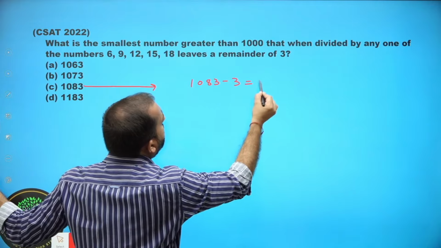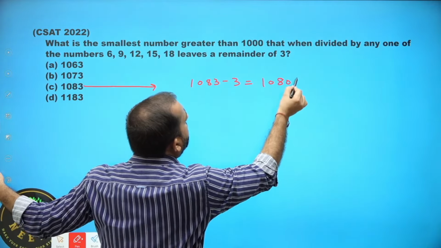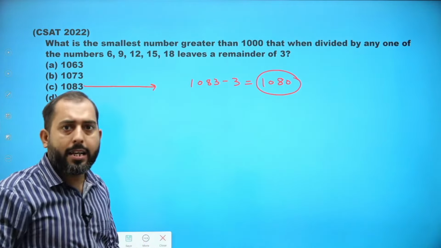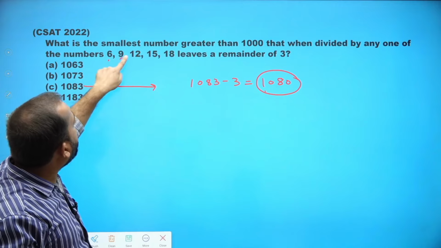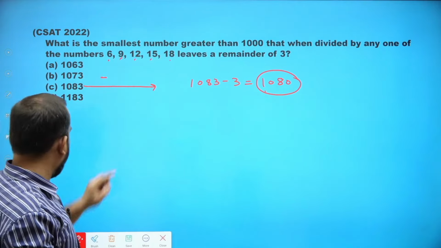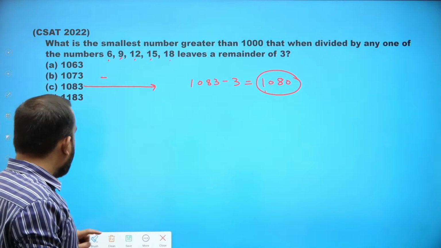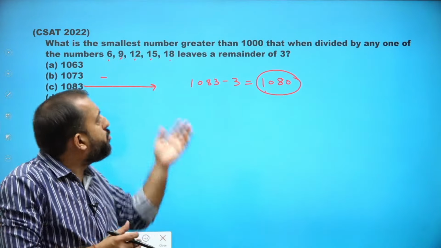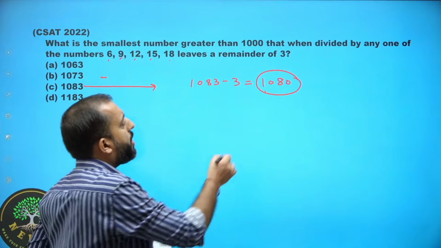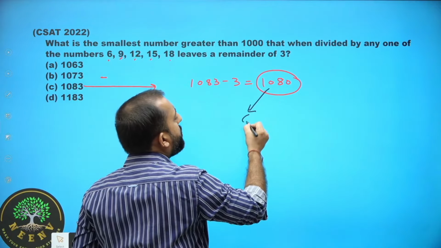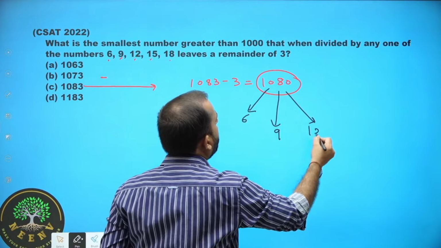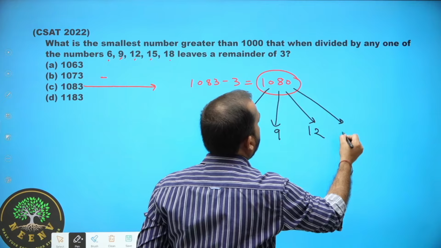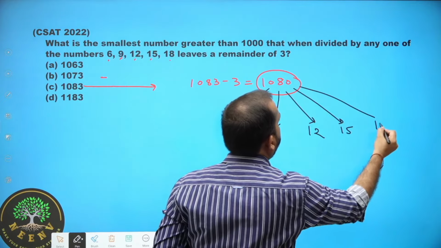Subtract 3 from here, you will get 1080. Now if this is the right answer, then this number should be divisible by 6, 9, 12, 15 and 18. Yes, if you use divisibility rules of these numbers here, you will find out this number is divisible by 6 as well as by 9 as well as by 12 as well as by 15 as well as by 18.